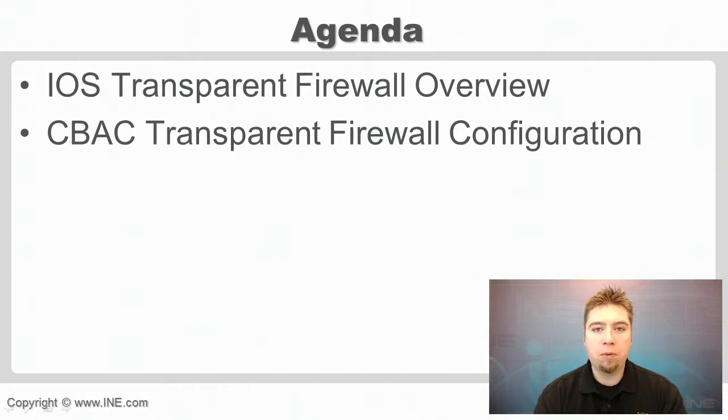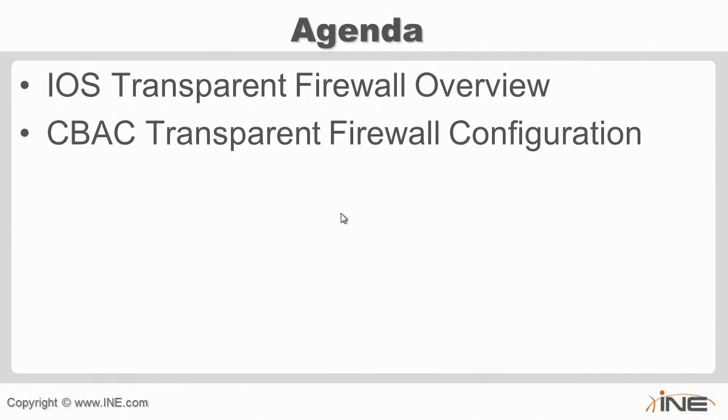Now, before we get to that, I want to do a quick review of the routed firewall, both for the CBAC and for the zone-based firewall. We're not going to go through all the configurations again that we've done, but we want to talk about just what is the logic of it and how that is going to change when we start to introduce the transparent firewall. So let's take a look at the previous topology that we were using for the iOS firewall.